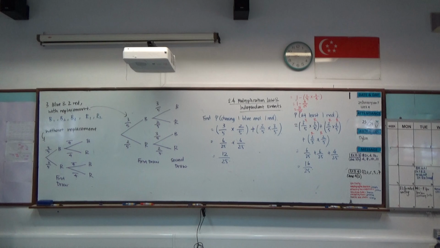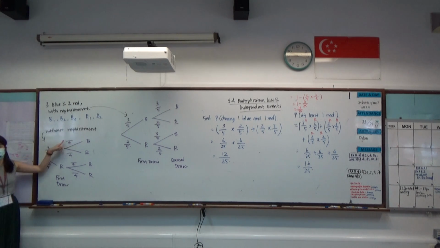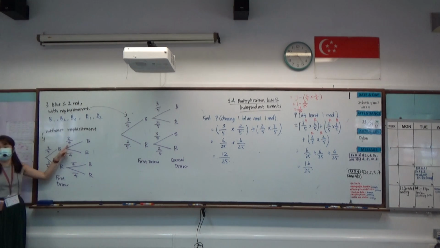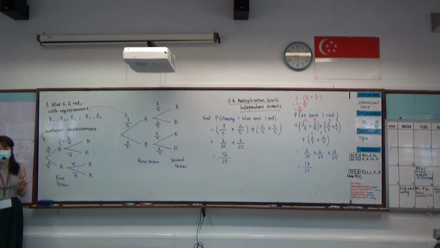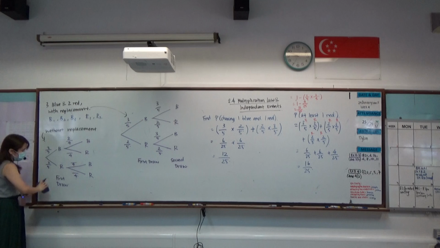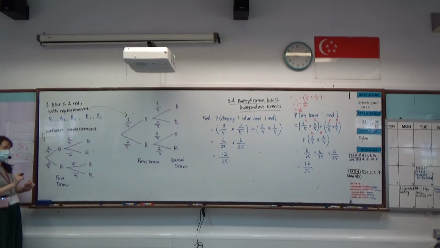Okay, so now the numerators will be different. Now I take out a blue ball. How many blue balls will there be left inside the bag? I'll be left with 2, right? So it will be 2 over 4. In a tree diagram, we will accept it if you don't simplify this answer. You can go and simplify it to a half, that's also fine. But it is actually easier for us to see if you don't simplify. I'll explain in a moment.